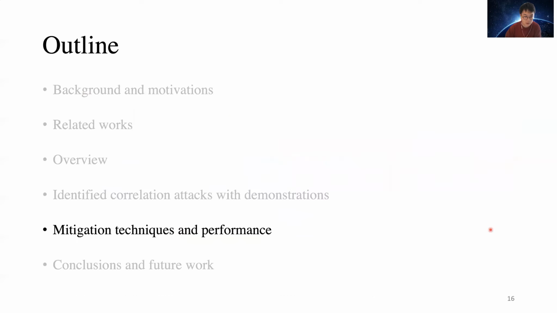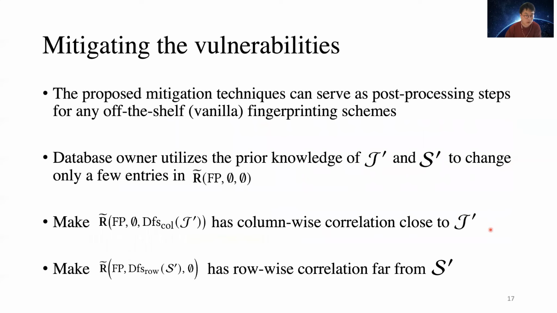Now with that, I'm going to talk about the corresponding mitigation techniques. I would like to first highlight that the proposed mitigation technique can serve as a post-processing step for any vanilla fingerprinting scheme. In other words, we can make any fingerprinting scheme robust against the identified correlation attack.